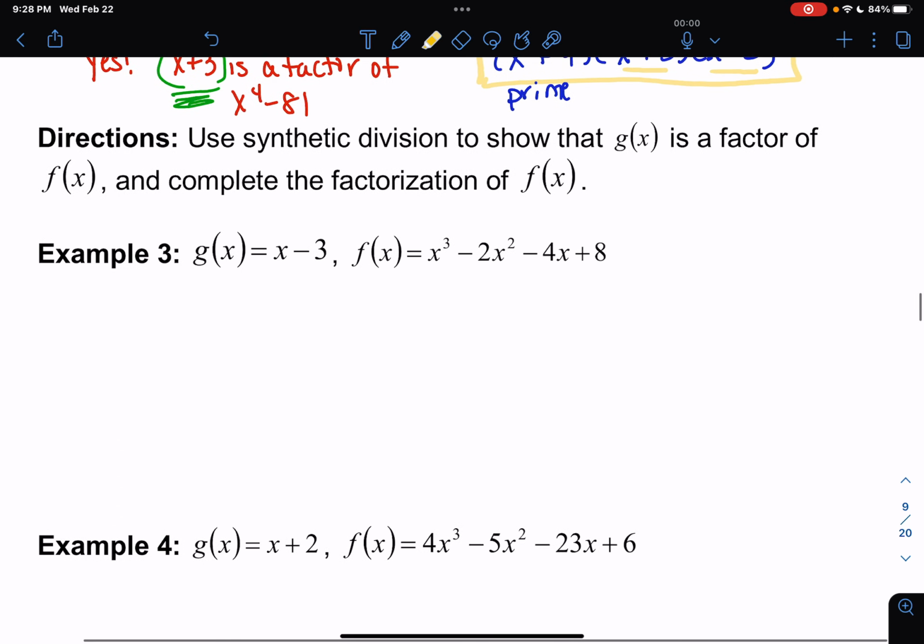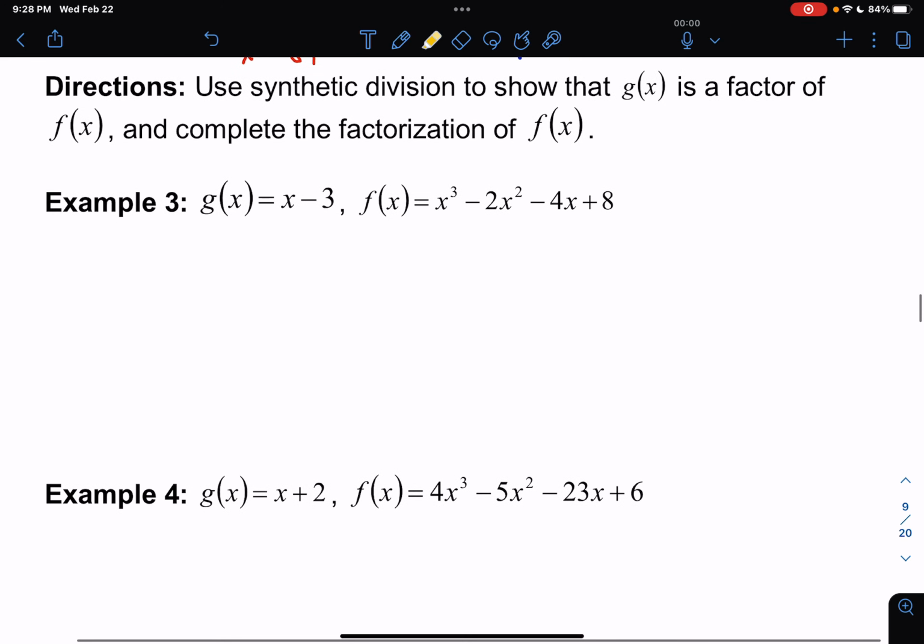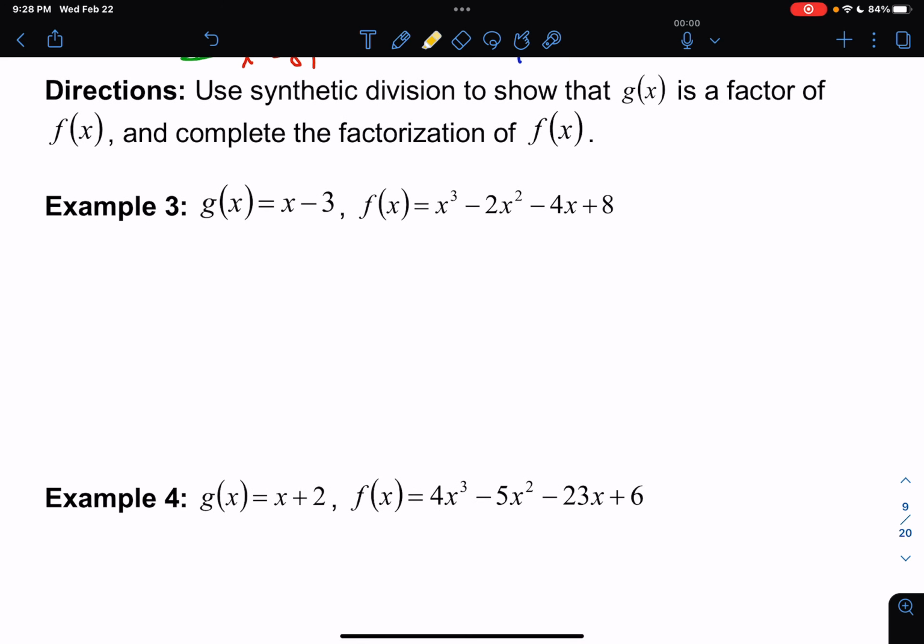In example 3, we want to use synthetic division to show that g of x is a factor of f of x, and then complete the factorization. I want to point out a mistake that's on the handout, so just make that 3 a 2. I unfortunately forgot to correct that on the handout, but go ahead and make that correction. And we'll go through the process of synthetic division to show that x minus 2 is a factor of this polynomial.